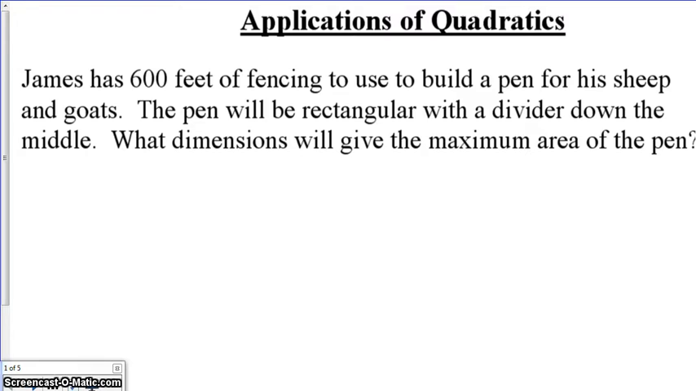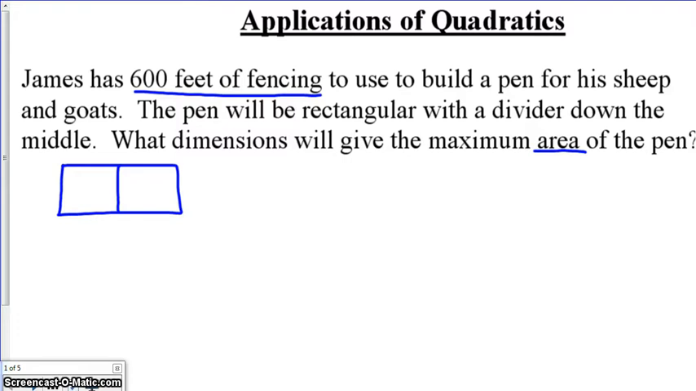So if we think about it, if I have a pen that's rectangular with a divider down the middle, it's going to look something like this. James has 600 feet of fencing to use to build a pen for his sheep and goats. What dimensions will give the maximum area of the pen?